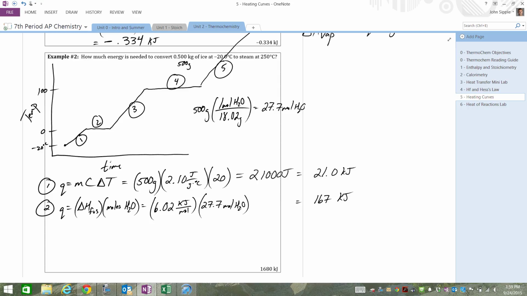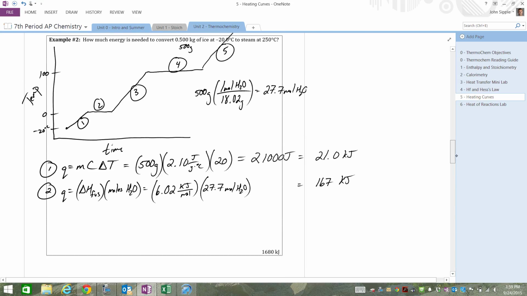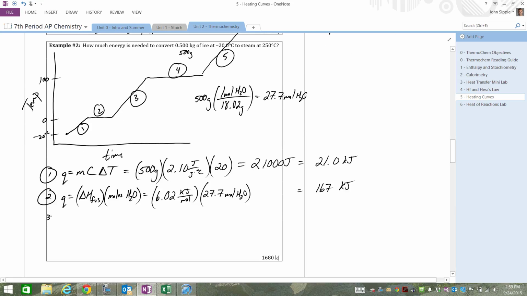No, we have to add them all together. We need the cumulative amount of heat for the whole thing. So we're going to add them all together. I'm sorry, I didn't say that, did I? We have to take all these 5 steps and then add them together. All right, so third step.